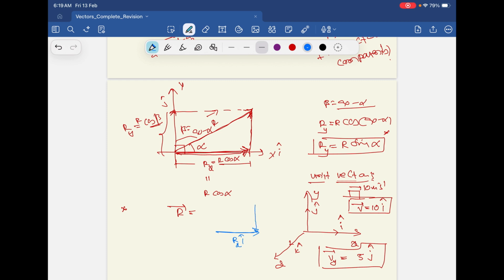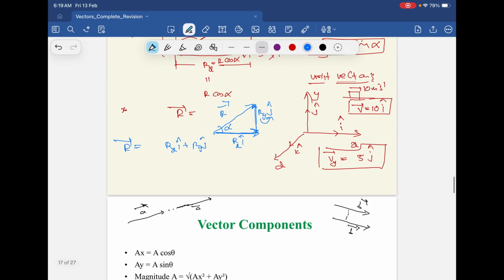This is ry, the magnitude, and I am assigning direction j cap. Magnitude into direction is a vector now. So I have one vector rx into i cap, and another vector ry into j cap. The resultant is given by the triangular law, the third closing side in reverse order. This is r bar, and this angle we are calling alpha. Therefore I can write r bar, by the triangular law a bar plus b bar, as rx into i cap plus ry into j cap.